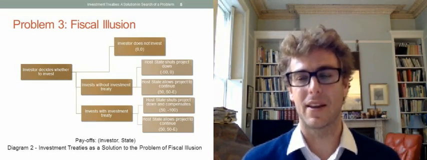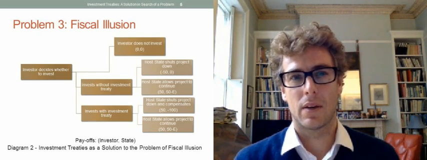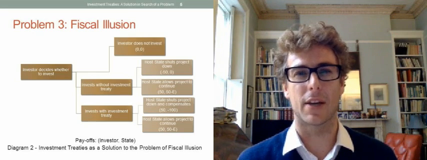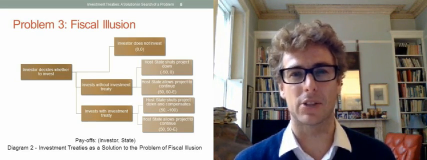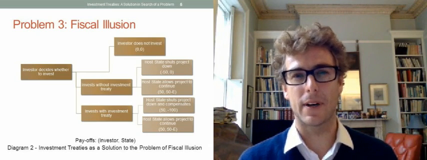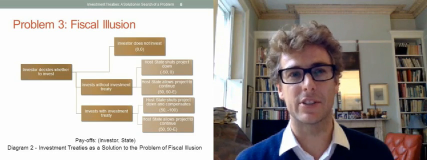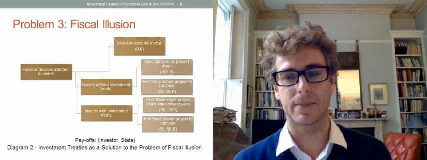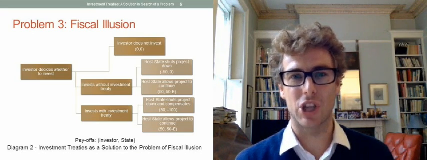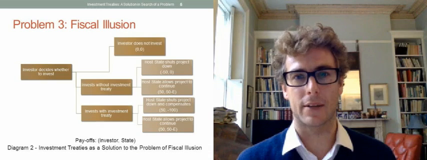So a third problem that investment treaties might potentially be meant to solve is fiscal illusion. Fiscal illusion, the basic problem is that when it's making regulatory decisions, the government ignores the impact of its regulatory measures on foreign investors, and this leads the government to overregulate. And we have here on the slide a simplified model of fiscal illusion, again a two-stage game. In the first stage of the game, the investor decides whether or not to invest. And then in the second stage of the game, the host government decides whether or not to shut the project down, to shut the investment in light of external negative impacts of the project.